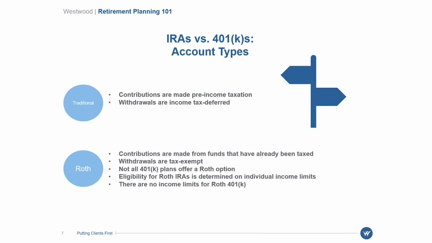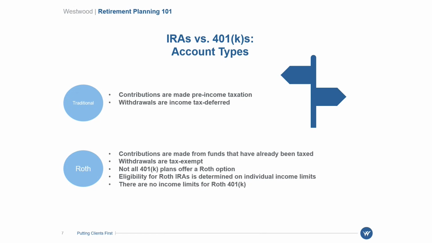Also, the contribution limits mentioned previously are cumulative and apply to an investor's traditional and Roth accounts, meaning your 2022 contribution limit of $6,000 can be split between a Roth IRA and a traditional IRA, but your total IRA contributions cannot exceed $6,000, or $20,500 in the case of 401ks.